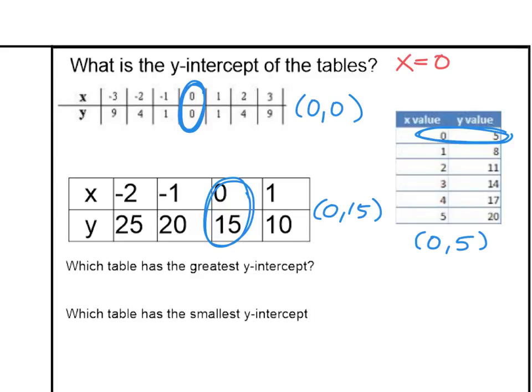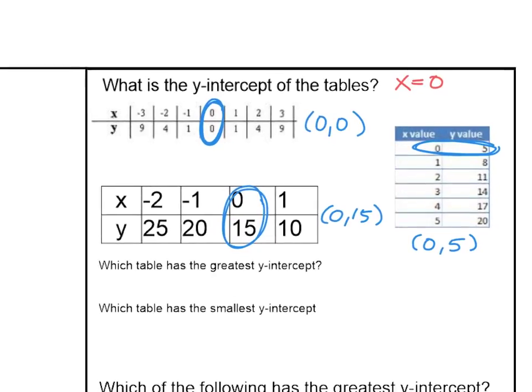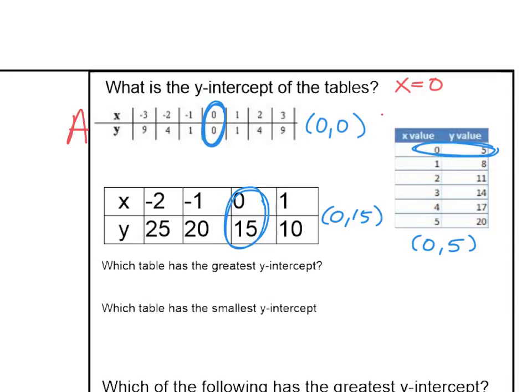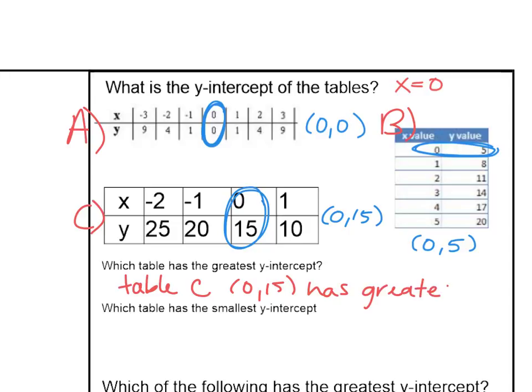So which table has the greatest? I'm going to letter these. This is table A, B, and C for my purposes. Table C at 0, 15 has the greatest because 15 is the biggest number. Which one is the smallest? Well, that would be 0, 0, so table C. No, I'm sorry, table A at 0, 0 has the smallest.